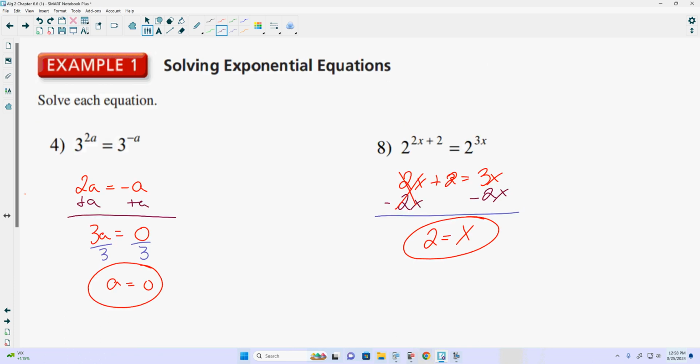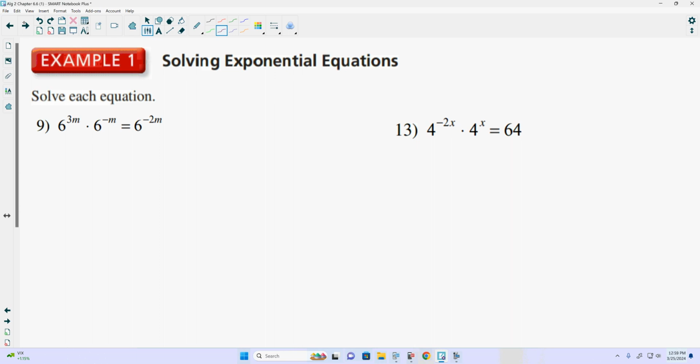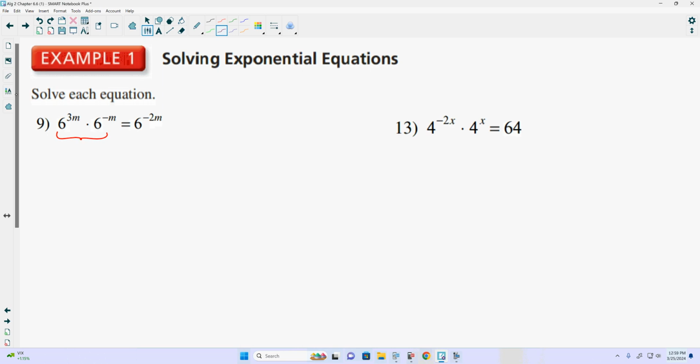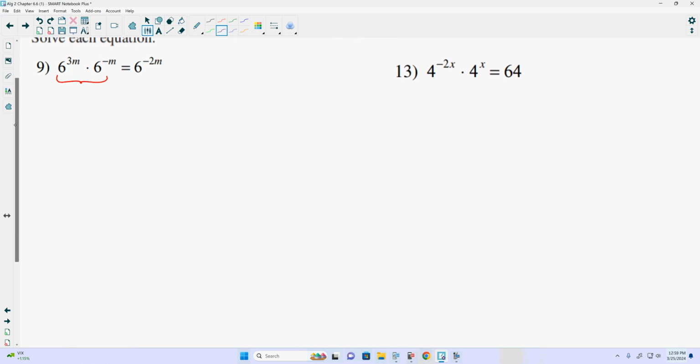Be good with all these so far, yes? Let's look at the next one. The bases are the same, yes? And we have one base on either side. Now, if we're multiplying like bases, we can do what to the exponents? We can add them, because when you multiply like bases, you add the exponents. If we're going to use this one-to-one property, we have to have one base on either side, and they have to be the same.